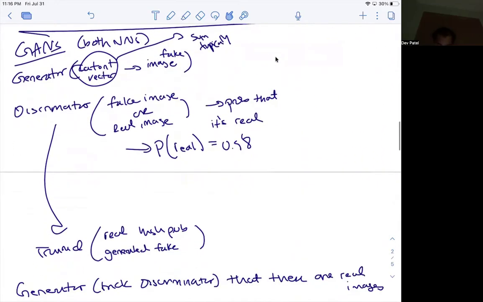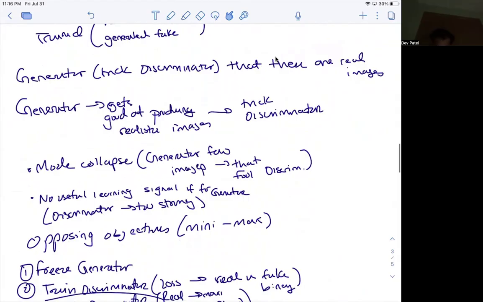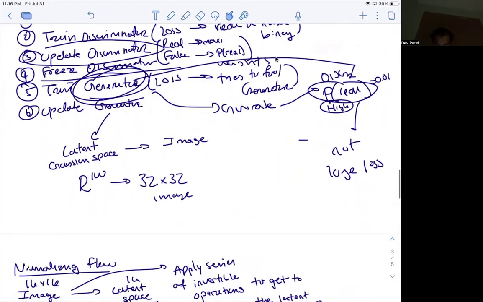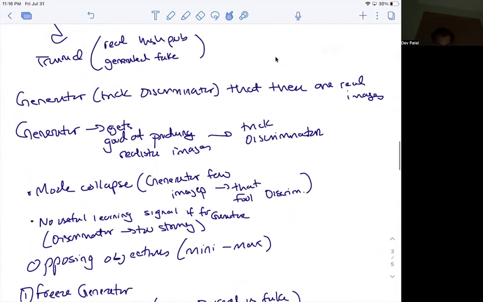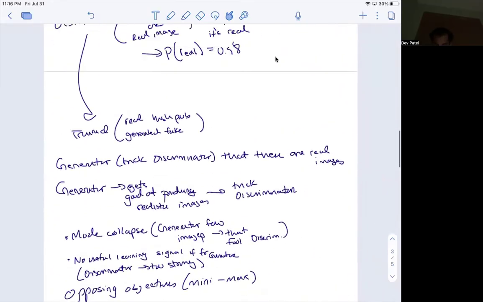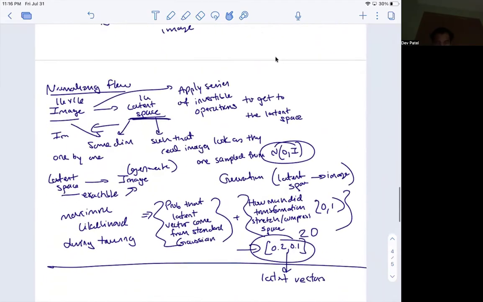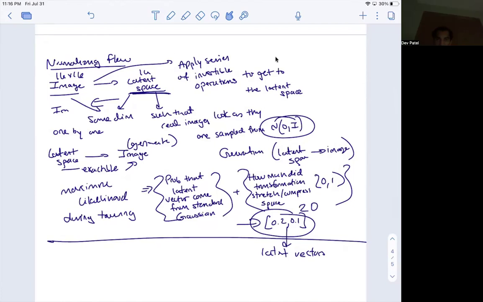GANs, talk about GANs: generator, discriminator. The generator gets better at producing realistic images. So it's a minimax, both have opposing objectives. And then we have the generator and latent space, right? The generator goes from this latent space to this fake image that looks as close as possible to a real image. That's the goal. And then normalizing flow, the idea is these transformations that you do from the image to the latent space are invertible, so you can go back from random Gaussian noise back to the image.